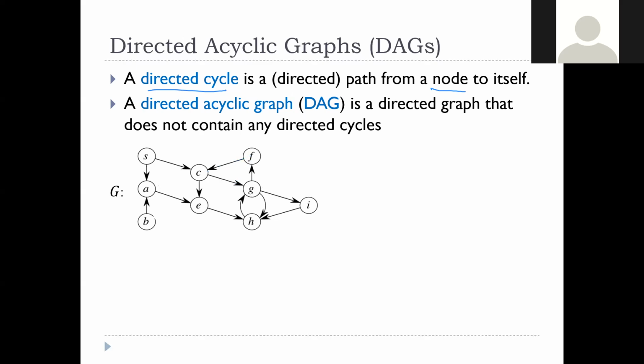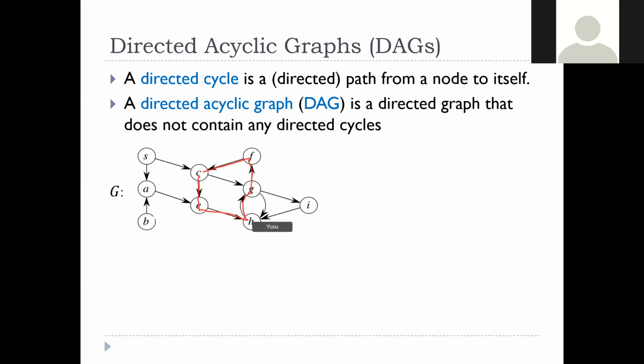So from C to G, G to F, F to C, this path starts and ends at the same node C. So this is a directed cycle. Okay, you also have another directed cycle, which is going from H to G and G to H. That's another directed cycle. And you can find other examples as well. Another, bigger example is going from C to H to G to F to C. That's also a directed cycle.